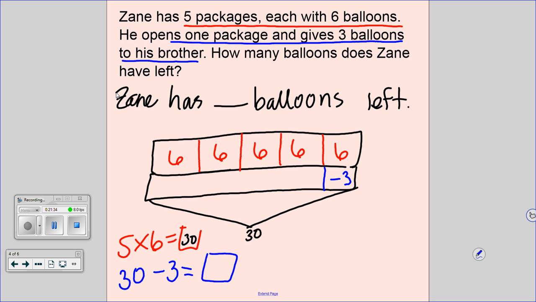What is 30 subtract 3? Not a trick question. Maddie? Nope. Josh? 27.